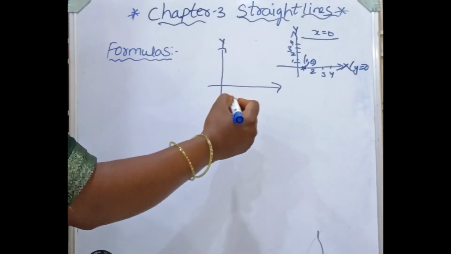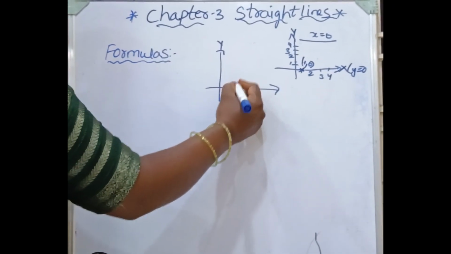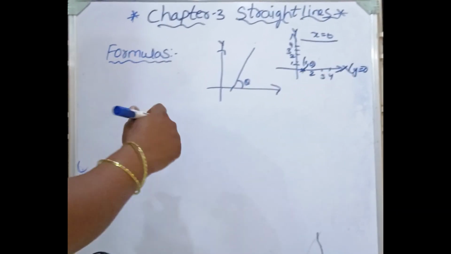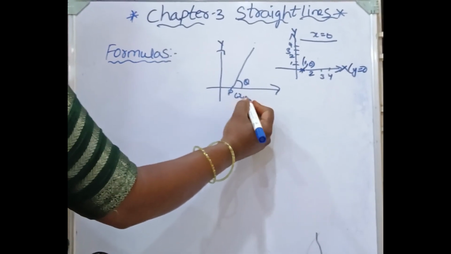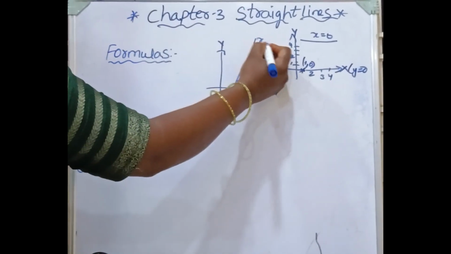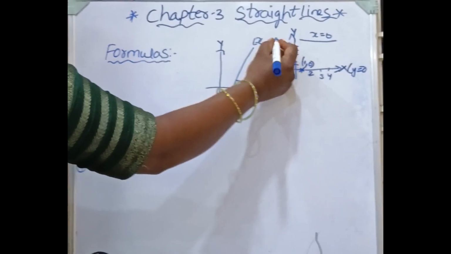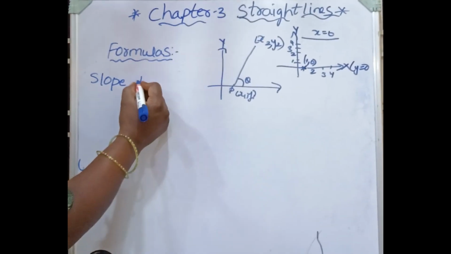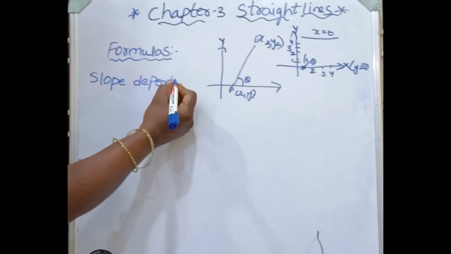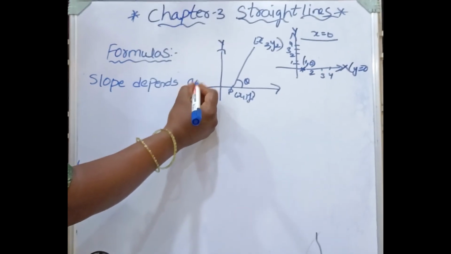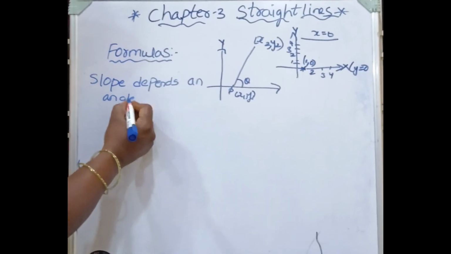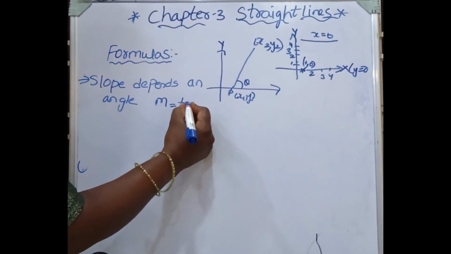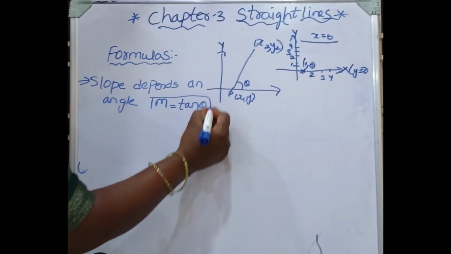This is the y-axis. This is a line which contains theta and it depends only on the x-axis. This is the point x1 comma y1 and this is the point x2 comma y2. Slope depends on the angle: m equal to tan theta. This is the slope formula.